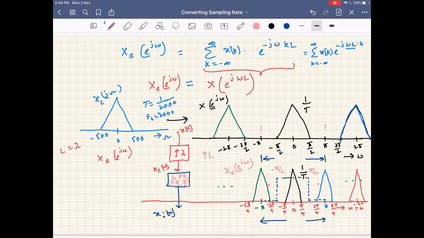Okay. And this will give us an interpolated discrete signal, because it has the spectrum exactly having the same frequencies as that of x of n. However, it has a compressed frequency axis, or it has more samples in the frequency domain, right?